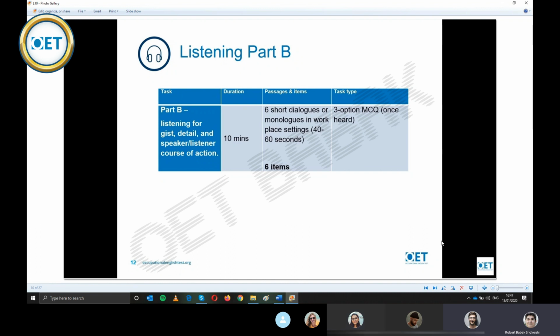Okay, Part B. In the patients' conversations, how many will be with an Australian accent that we couldn't understand very well? Good question. At the moment, this exam is Australian, but they are trying to introduce more accents and make it more global. But expect a lot of Australian accent for now.